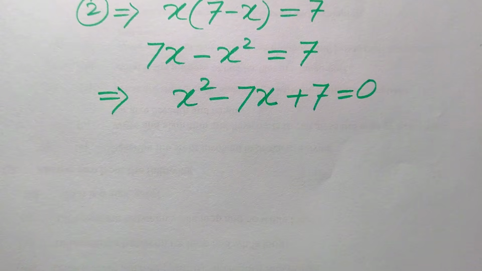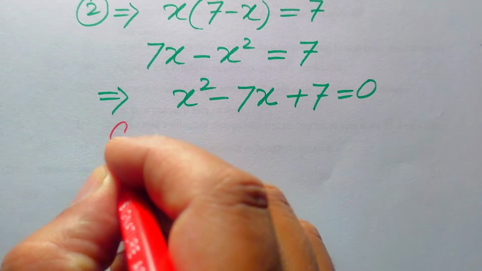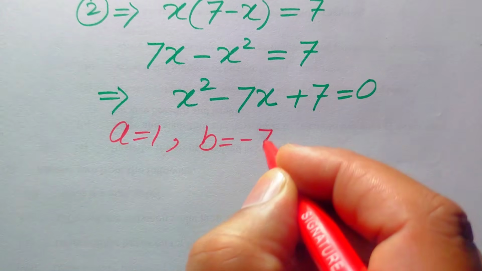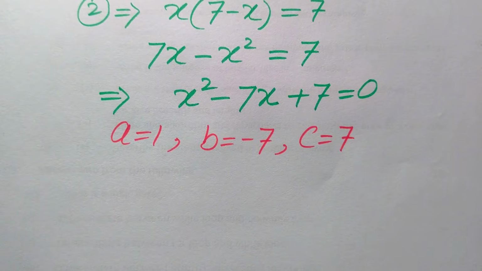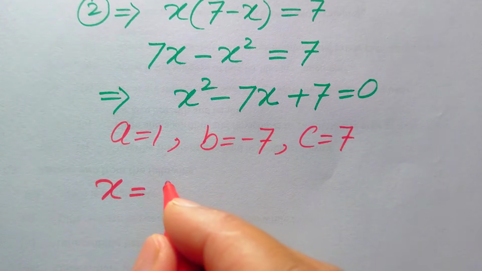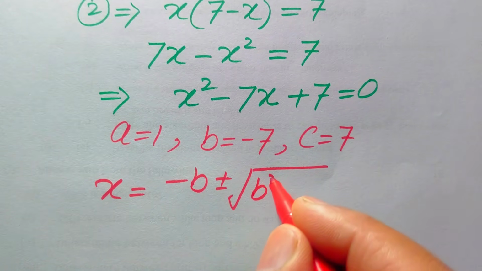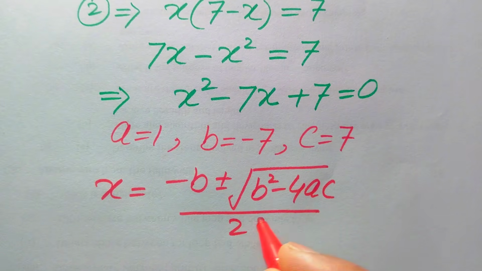So for this, first we need to write the coefficients of this equation, and its coefficients are a equals 1, b equals minus 7, and c equals plus 7. So we state the quadratic formula as x equals minus b plus minus square root of b square minus 4ac, divided by 2a.